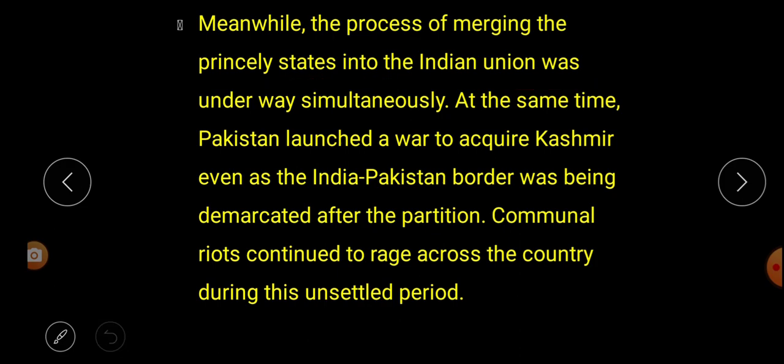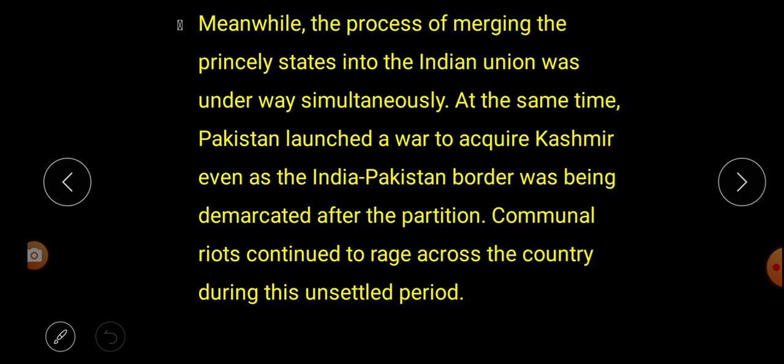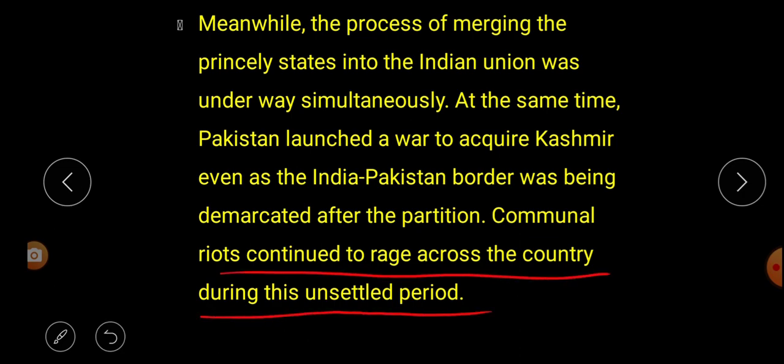At the same time, Pakistan launched a war to acquire Kashmir. Even as the India-Pakistan border was being demarcated after the partition, Pakistan launched a war to capture Kashmir. Communal riots continued to rise across the country during this unsettled period.